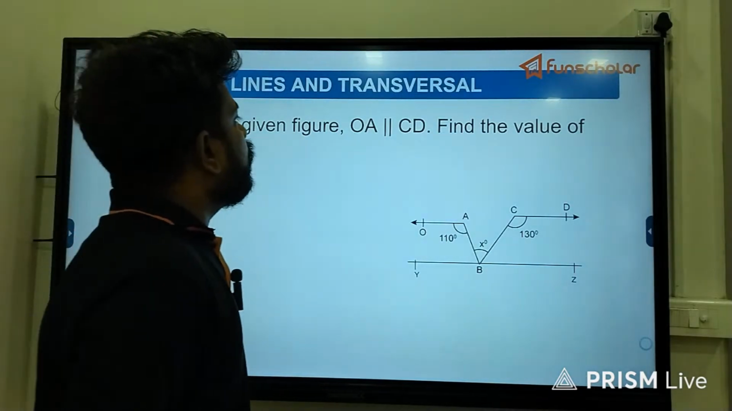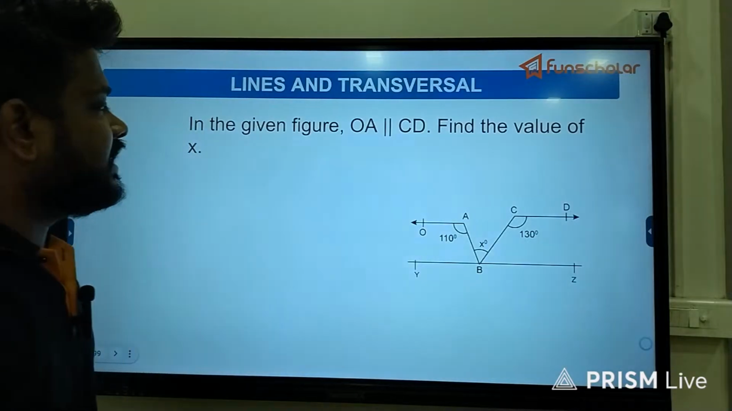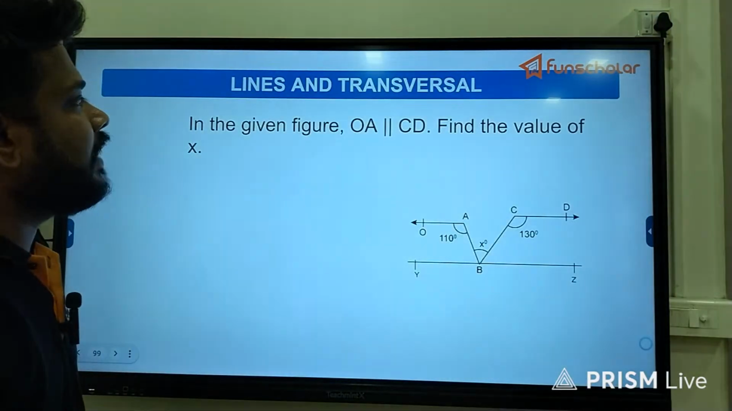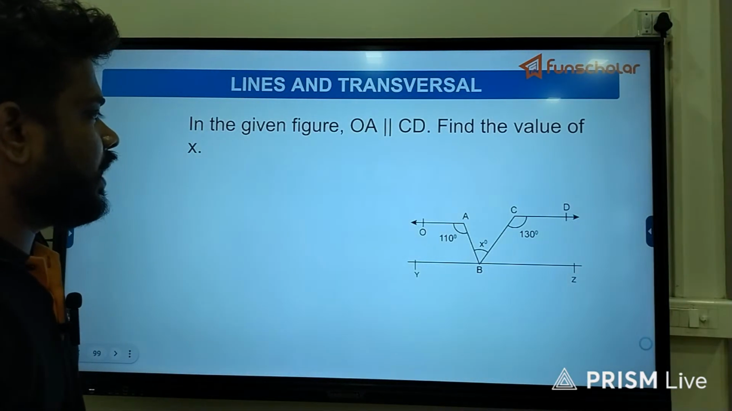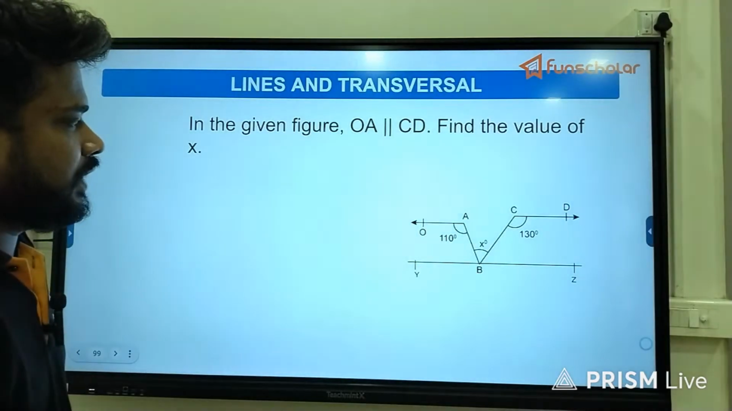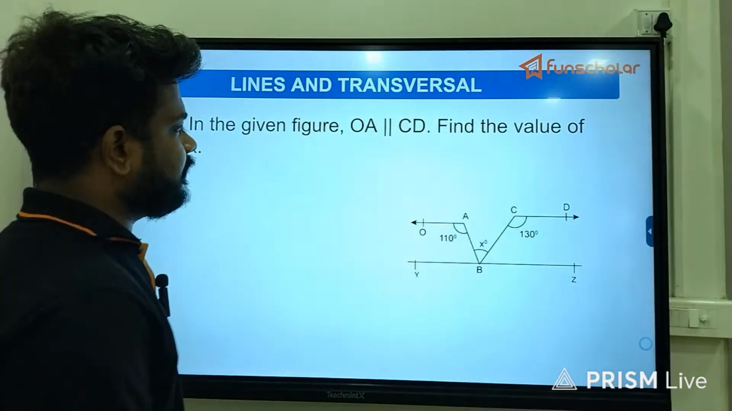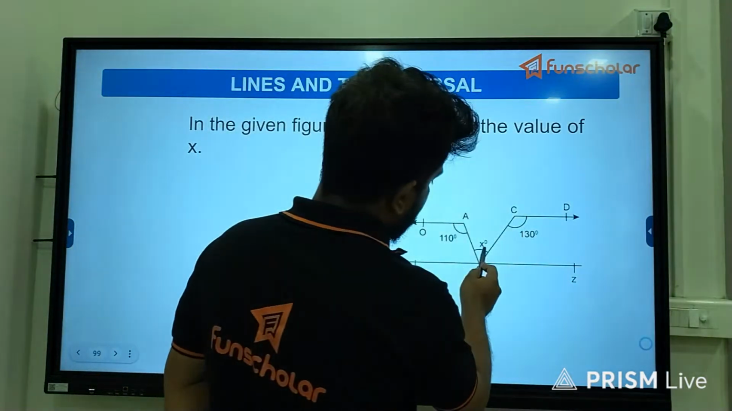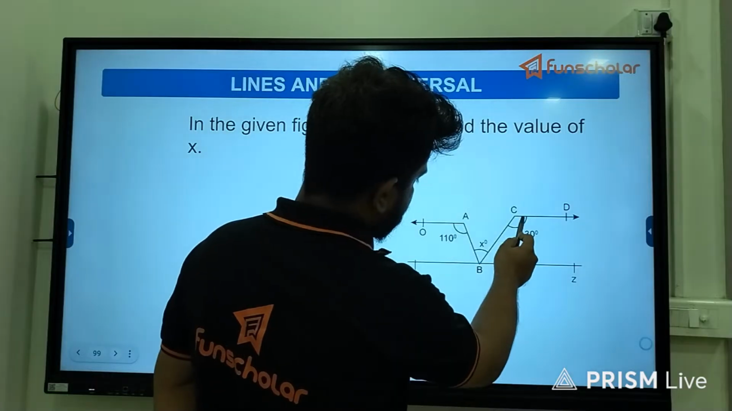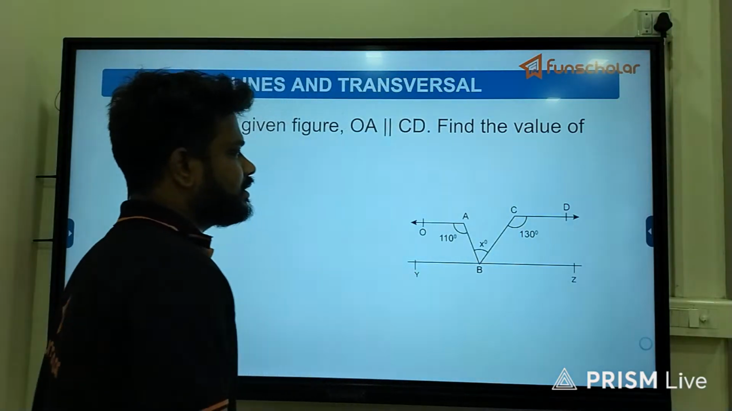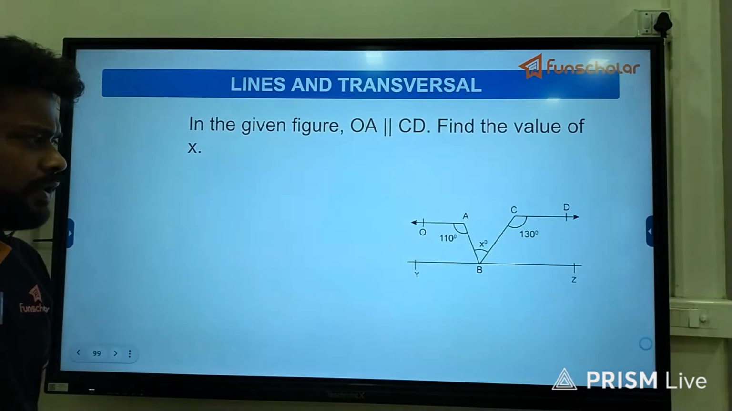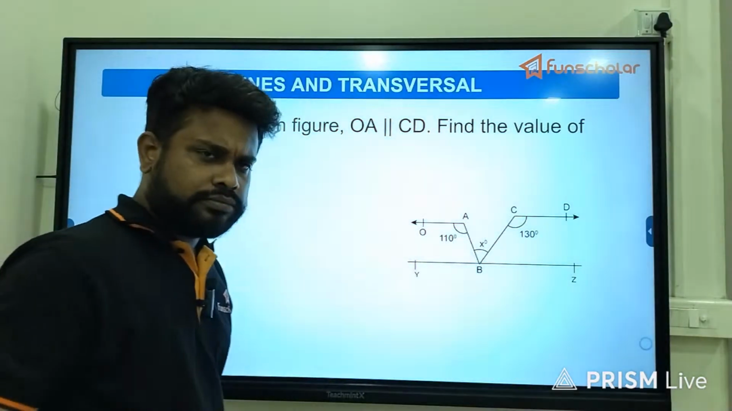In the given figure, OA is parallel to CD. Find the value of x. OA is parallel to CD, so we have to find the value of x. If this one is equal to this one, and this one is equal to this one, then x equals 20 degrees. You guys can try it at your home.